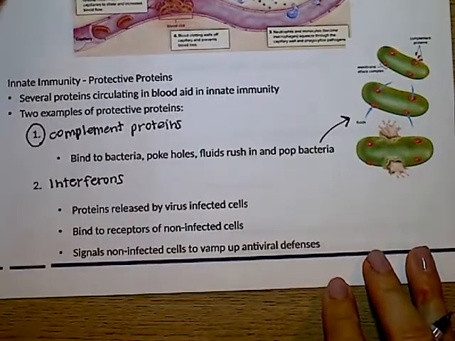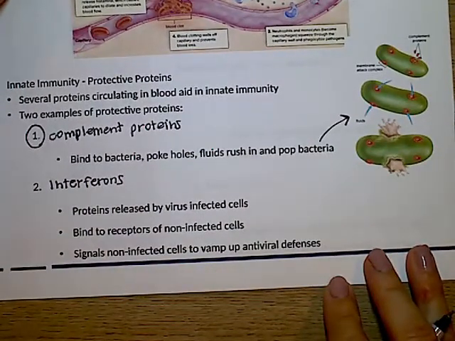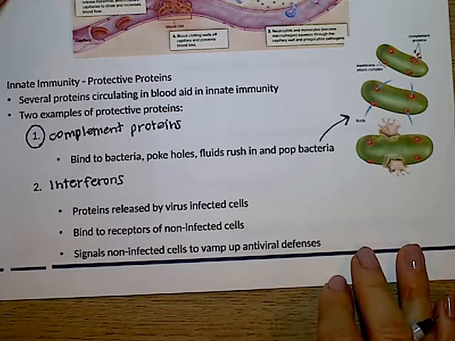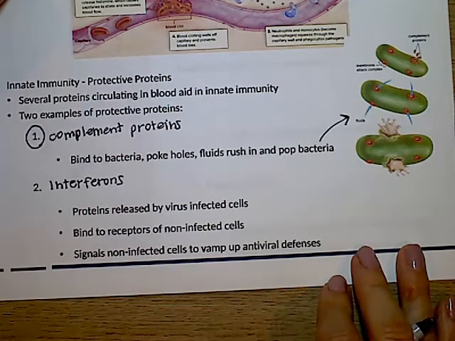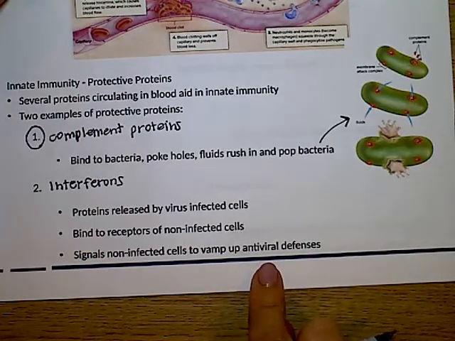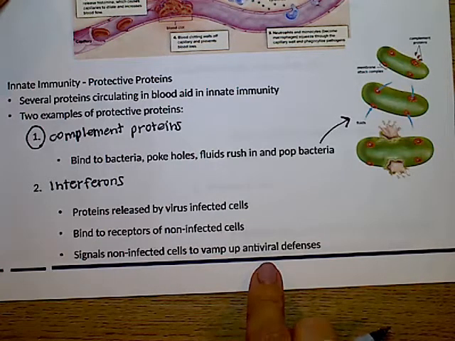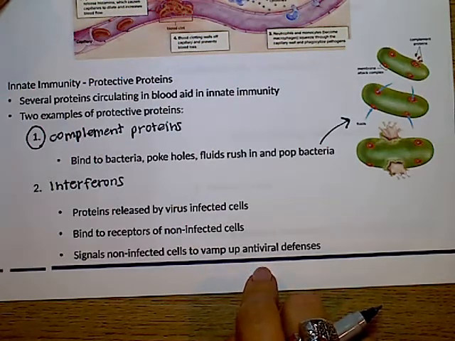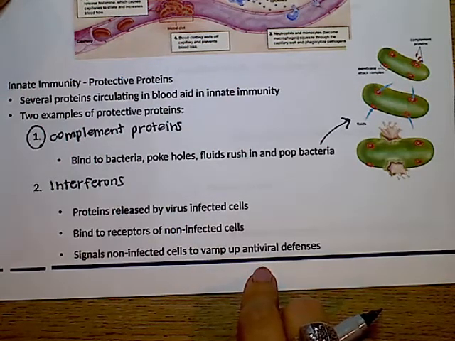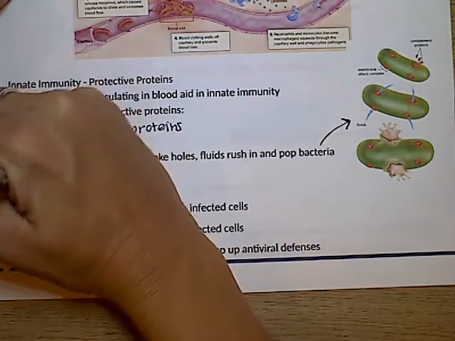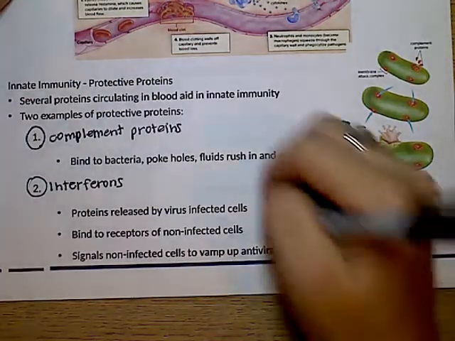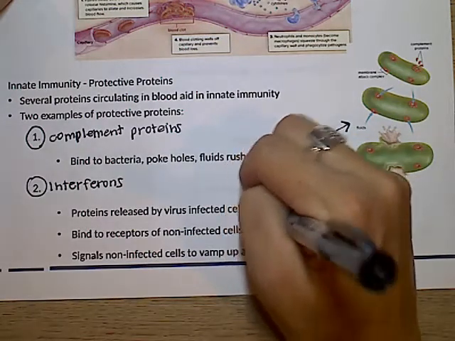And the interferons are proteins released by virus-infected cells. These will bind to receptors of non-infected cells, and they signal non-infected cells to vamp up antiviral defenses. So this is kind of like if your neighbor gets robbed, they're going to come to your house and say, hey, guess what just happened? Make sure you're locking your doors, make sure you're prepared and paying extra attention to your surroundings and watching out for bad guys. That's like what the interferons do. So make sure you know that as well. So I'm just going to write over here, warn the neighbors.